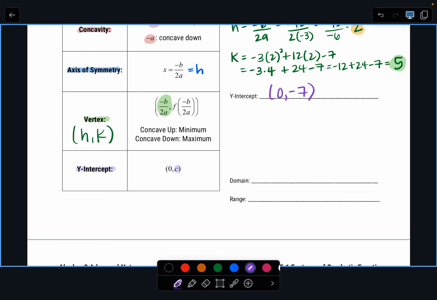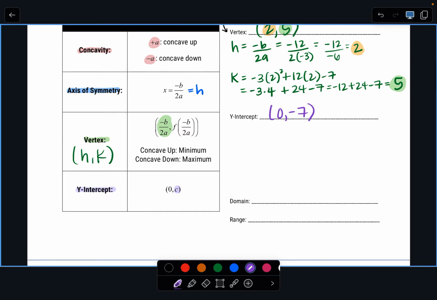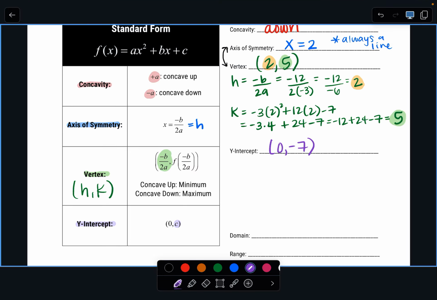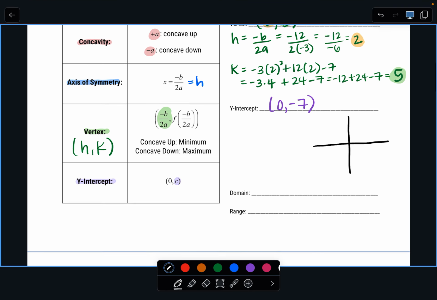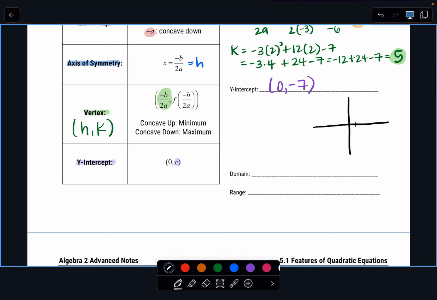Now, just to talk domain and range, sometimes I think it's helpful if you come in and sketch what's actually happening with your graph. So I'm going to draw a very rough sketch of this. So we know that it's going to be 2, 1, 2, 3, 4, 5, 2, 5. My vertex is at the top. And we said that this is going to be concave down. Truthfully, I don't really care where the other points are.